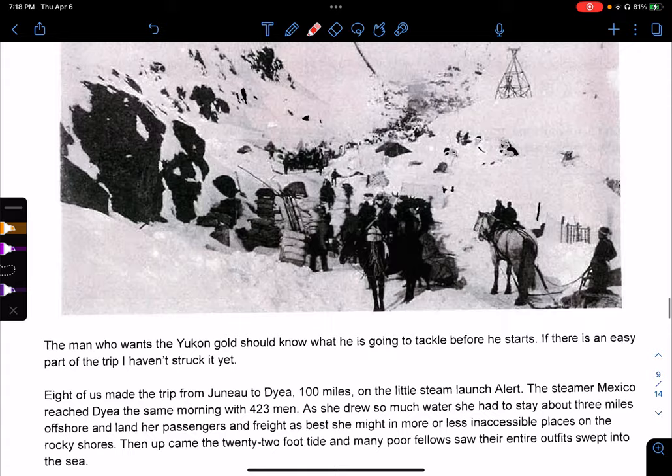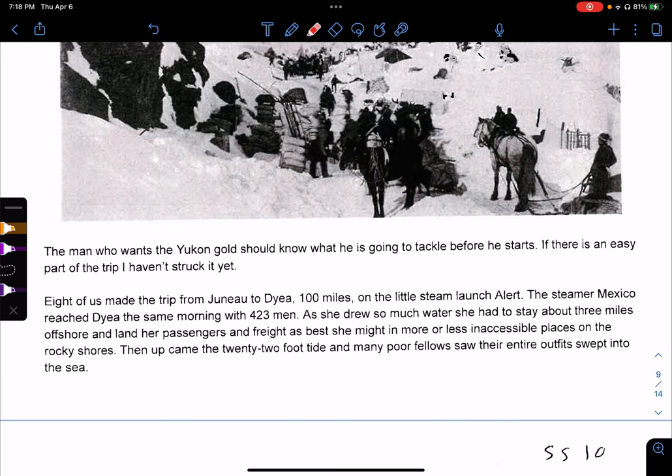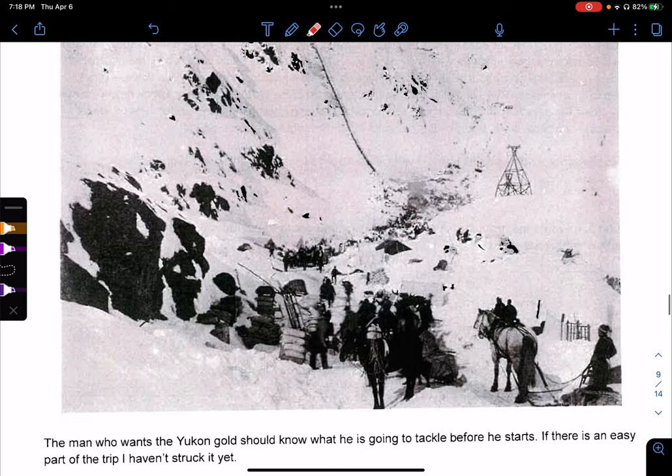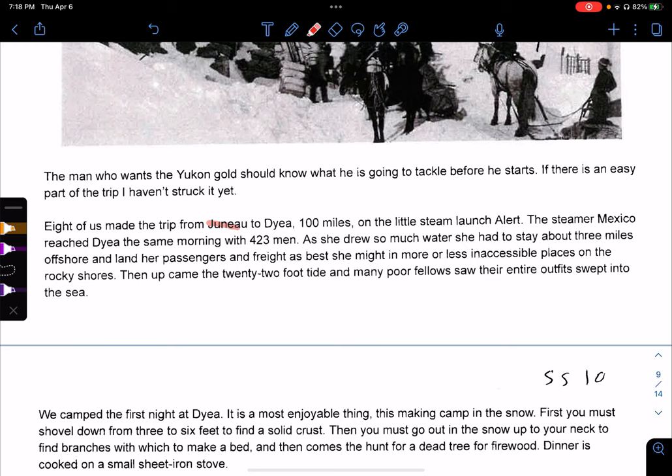So this is a trip, someone traveling to the Klondike gold mines. The man who wants the Yukon gold should know what he is going to tackle before he starts. Let me read that again. The man who wants the Yukon gold should know what he is going to tackle before he starts. If there's an easy part of the trip, I haven't struck it yet. So apparently going on this trip is really hard. Okay, here we go. Eight of us made the trip from Juneau, I guess is the place, to Dyea, 100 miles on the little steam launch Alert.